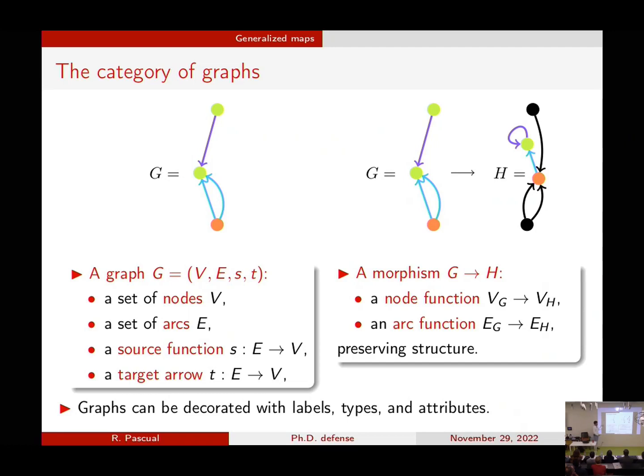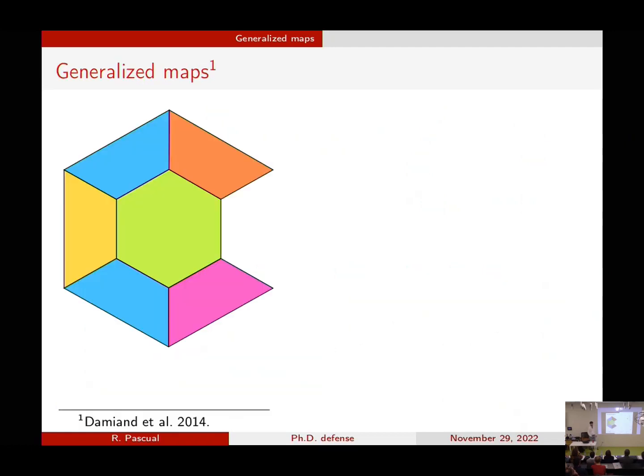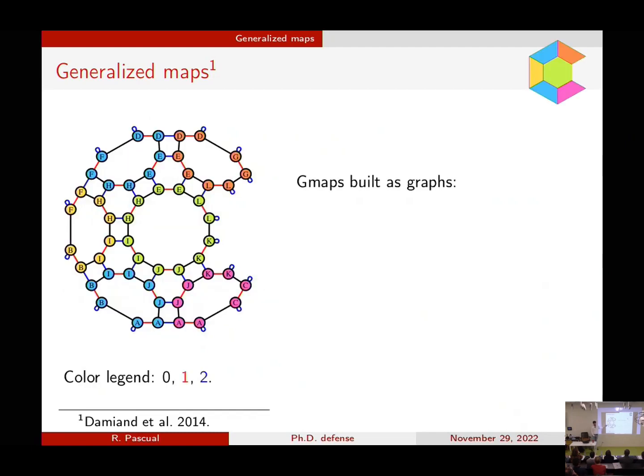And the idea is simply that a graph morphism should map the nodes of the graph onto the nodes and the arcs onto the arcs. So for instance, the two green nodes are mapped onto the green node from G to H, and the elements in black are elements that are not mapped from anything in G. And obviously, we can add more information on those graphs. So we can add labels, types, and attributes to have a deeper understanding of the object. Now that we know what a graph is, how can we use them to represent objects? So that's an object, and that's the representation as a graph of this object.